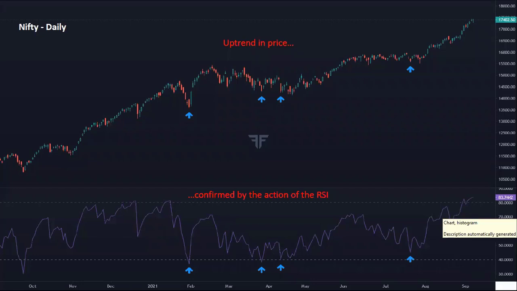And what sort of trading strategies can you deploy? Well, whenever the RSI falls to the oversold region of 40, you can buy. And whenever the RSI is crossing above 80, you can lighten up your buy positions.